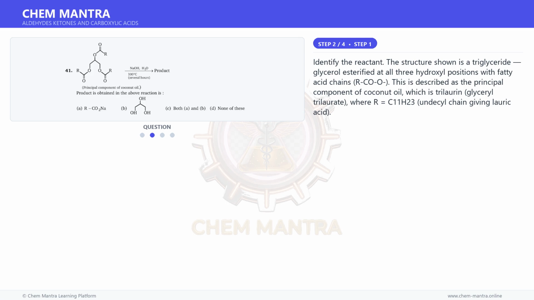Moving on to the next step. Identify the reactant. The structure shown is a triglyceride, glycerol esterified at all three hydroxyl positions with fatty acid chains. This is described as the principal component of coconut oil, which is trilaurin, glyceryl trilaurate, where R is equal to C11H23, an undecyl chain giving lauric acid.